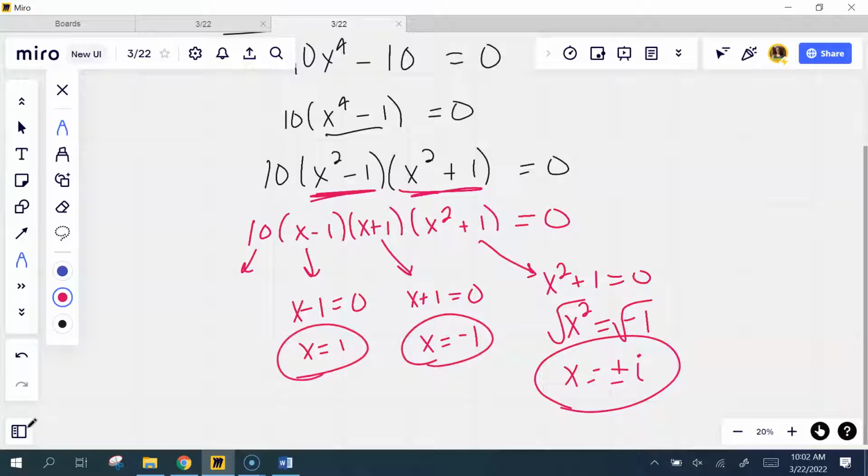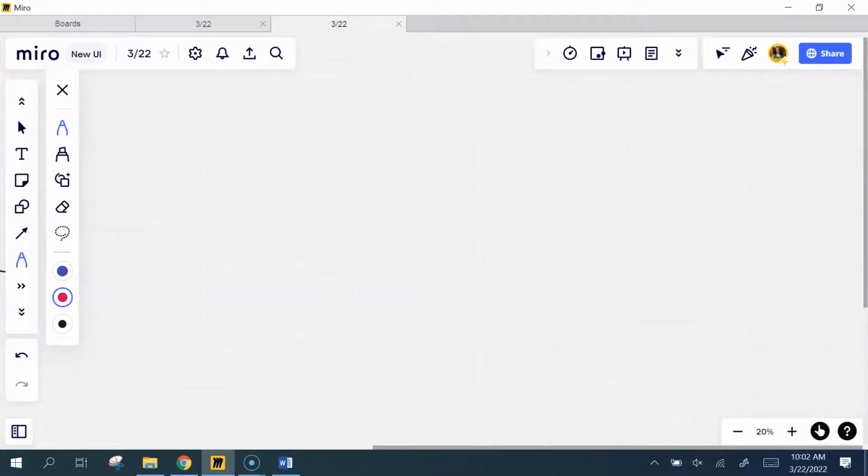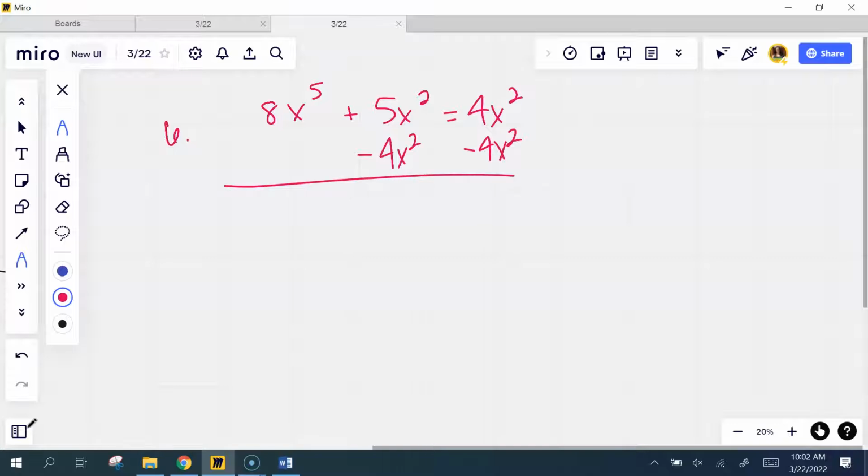What else? 6. So I have 8x to the 5th plus 5x squared equals 4x squared. What should I move? The 4. Why are you moving the 4? Keeping that leading coefficient positive, making one side equal 0. That's exactly right. So I have 8x to the 5th plus x squared equals 0.